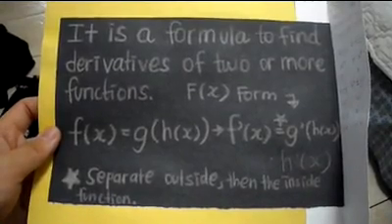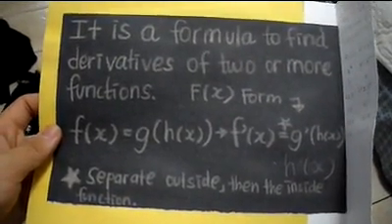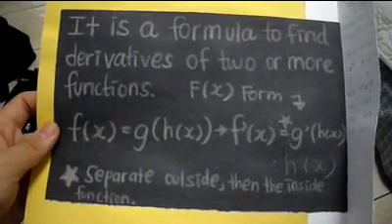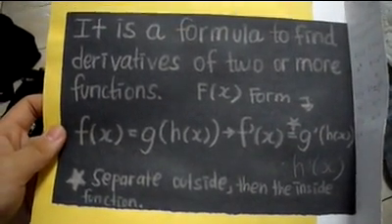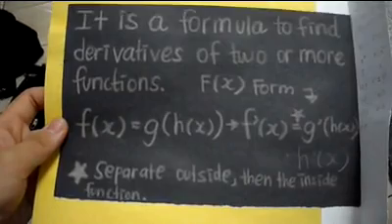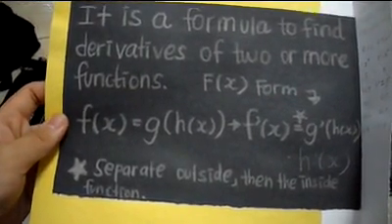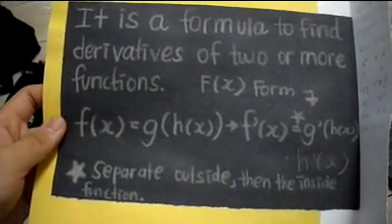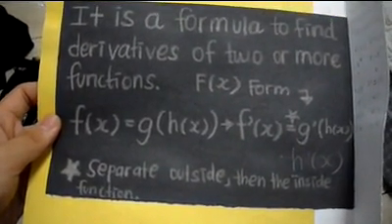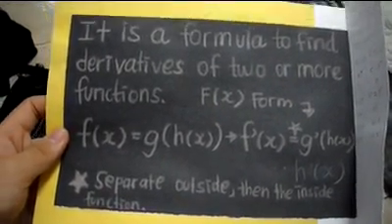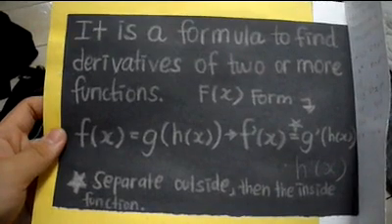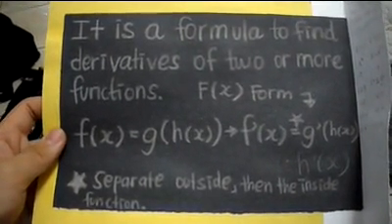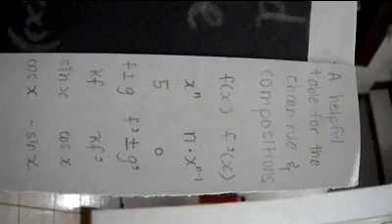Chain rule is a formula used to find derivatives of two or more functions. The form of f of x is given by the following. f of x equals g of h of x, and its derivative, f prime of x, equals the derivative of g of h of x times the derivative of h of x. First, separate the outside, then the inside function to find the derivatives of a composition.